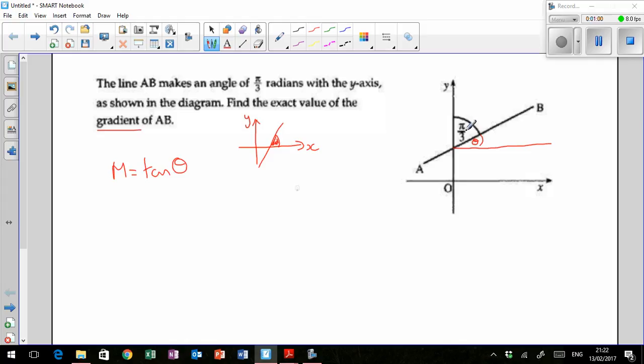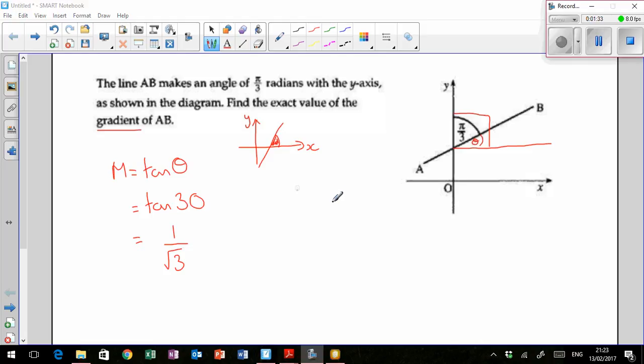So pi over 3 is really 180 divided by 3, which is 60. Because this is vertical and that's horizontal, the whole thing has to be a right angle. So this theta here has got to be 30. Okay, working in degrees, because I know you guys like to work in degrees wherever possible. And then that tan 30, that's an exact value. This will be a non-calculator question. So the exact value for tan 30, going to your triangles or your table, is going to be 1 over root 3.